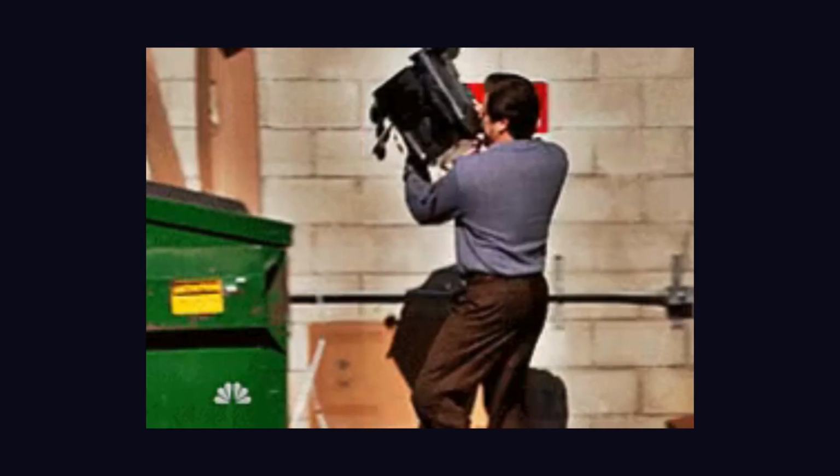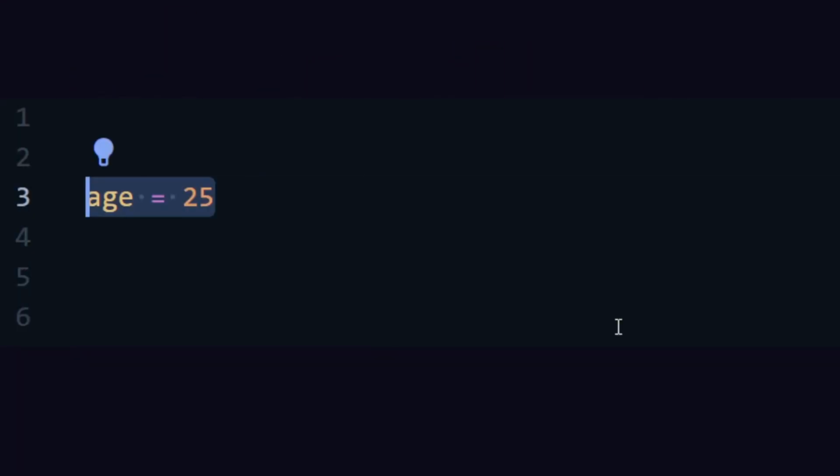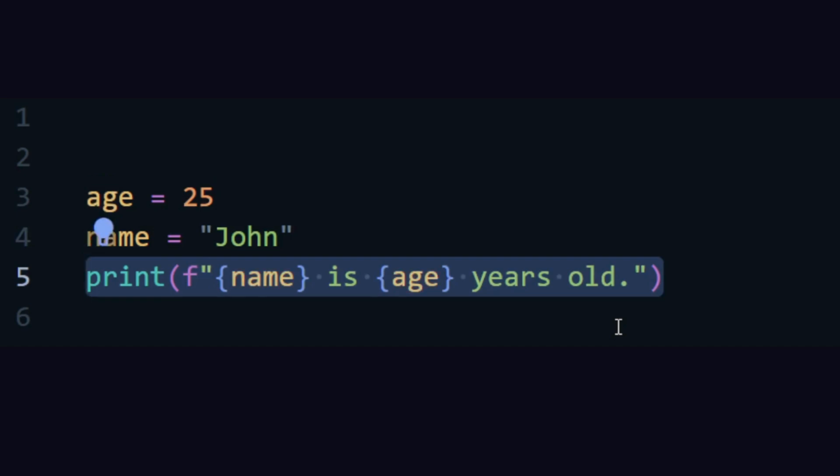Let's start. Alright, first up, variables. They're like little storage bins for your data. First, we create a variable named age and put a value to it. Then we add another variable that is for the name. Now let's use those variables and print it.